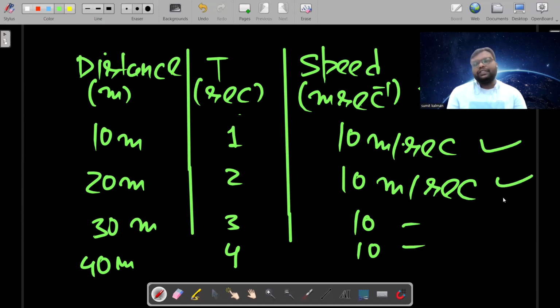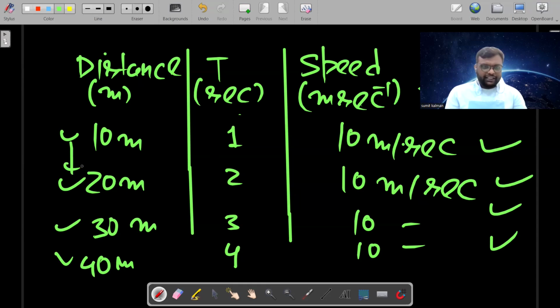Students, here if you will see, the speed is constant, 10 meter per second. Why? Because the body is covering equal distance. How much equal distance? 10, 10, 10 meters in equal interval of time. Time is equal how much? 1 second. So students, this is all about uniform speed.